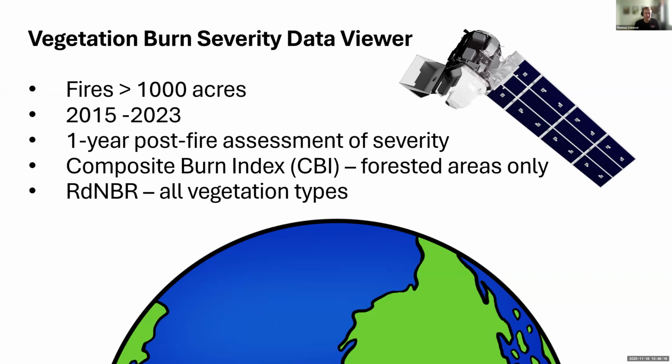We're only focused on 2 different types. There's the composite burn index, which is that 0 to 3 value for forested areas only. So if it's not a conifer forest or hardwood, there's no CBI data. But we did produce relative difference normalized burn ratio for all vegetation types, just so that's visible to see. This is what the viewer looks like.